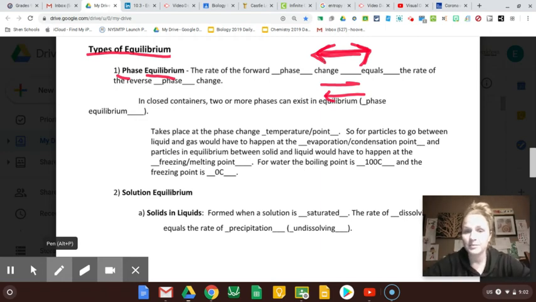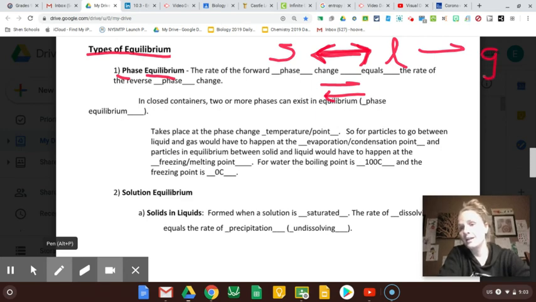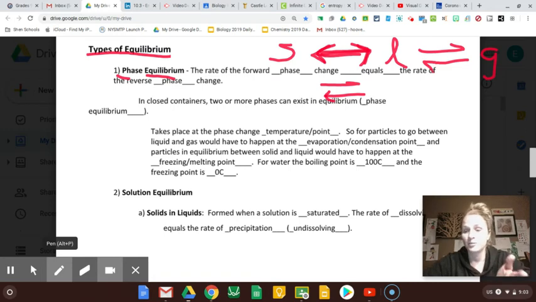So phase equilibrium is about phases, about solid, liquid, or gas. It's either solid turning into a liquid at the same rate that liquid's turning back into solid, or liquid turning into a gas at the same rate that gas is turning back into a liquid. So that's another way you can draw it, 2 arrows going opposite directions, or an arrow with 2 ends. If you're asked about phase equilibrium, you're just looking for something going back and forth, a double-sided arrow between just 2 different phases.